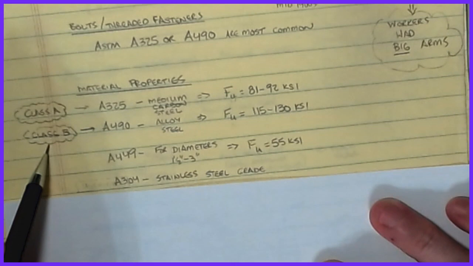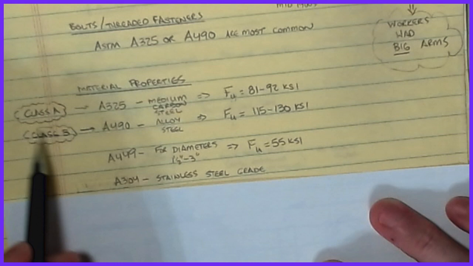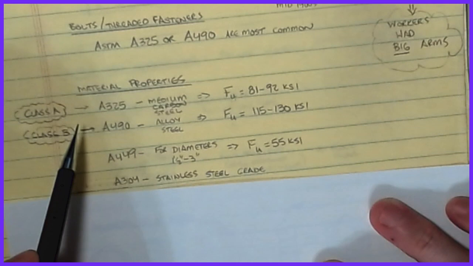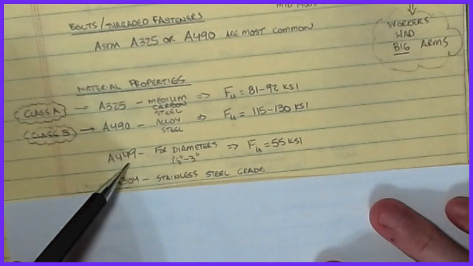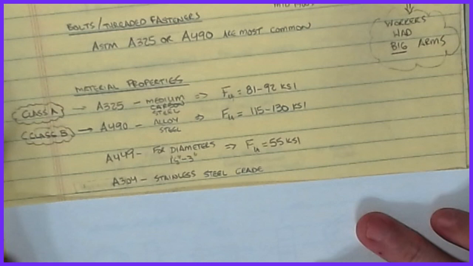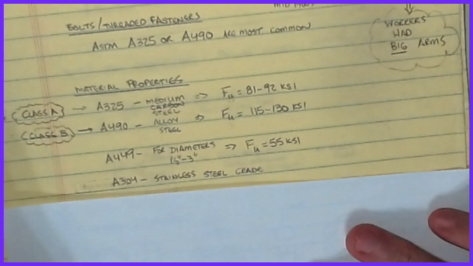Now, typically bolts in these two classes only go up to about an inch and a half. Anything larger than that is a special order, and that generally moves you into some larger diameter metal, which may be an A449, or you could be dealing with a stainless steel grade, which would be an A304, or something like that. Those would all be different types of metals that you'll see, but these two are by far the most common of what we're going to be dealing with.